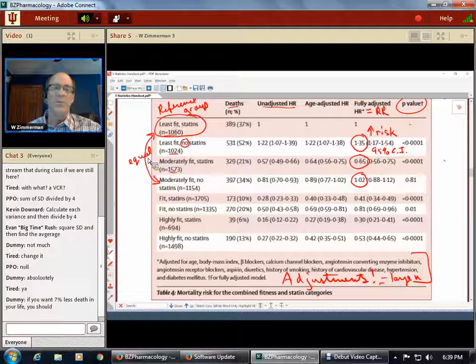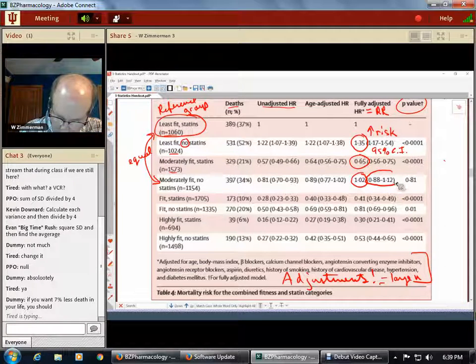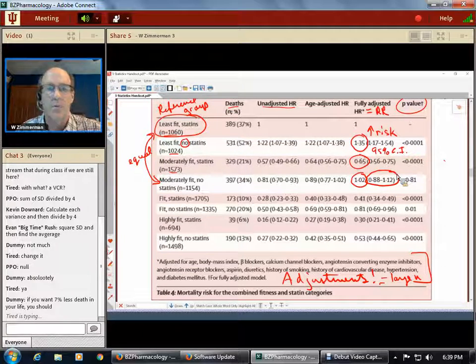So you guys are going to have patients that can't take statins, and they're going to say, so I'm screwed. You're going to say, no, you're going to exercise, and that's going to equal the effect of a statin. Notice also that on this group, that 95% confidence interval crosses 1.